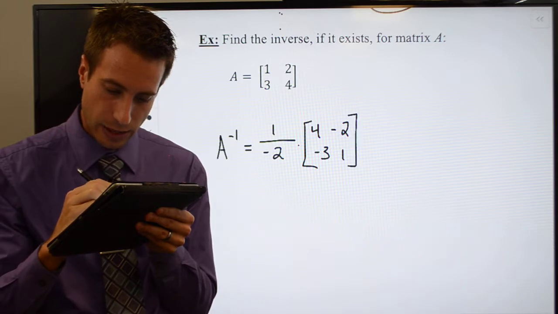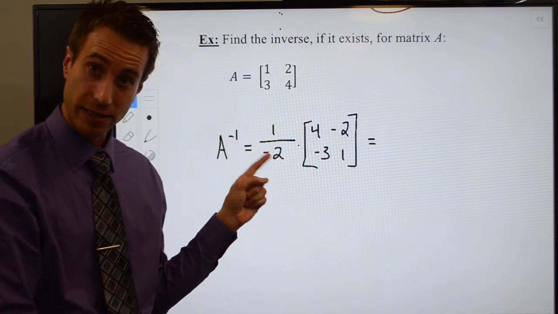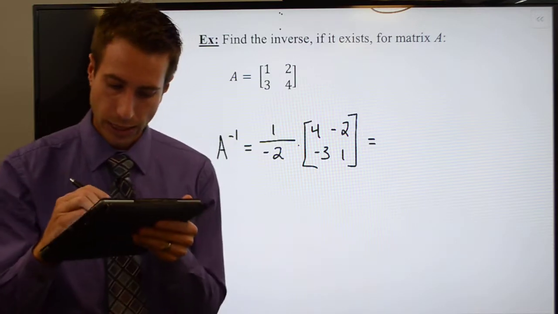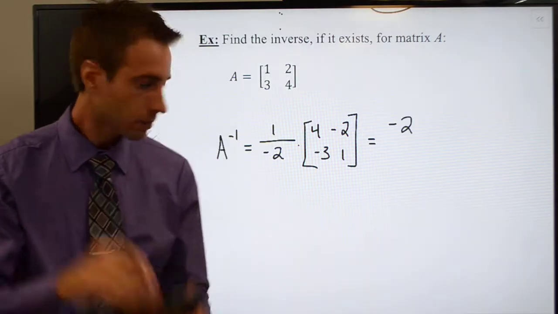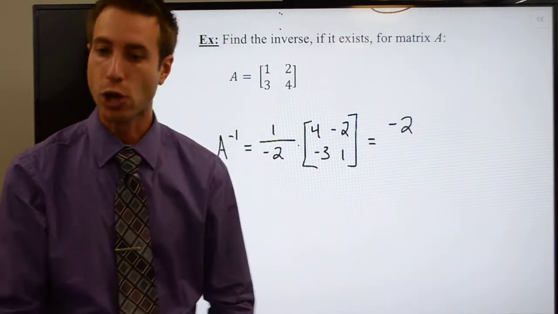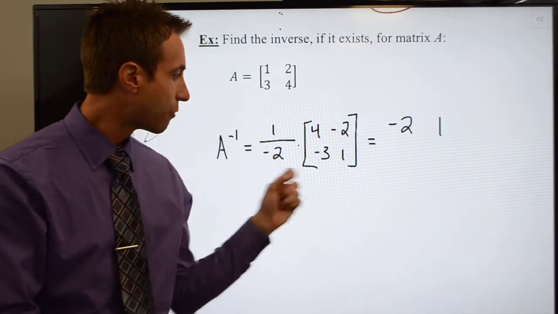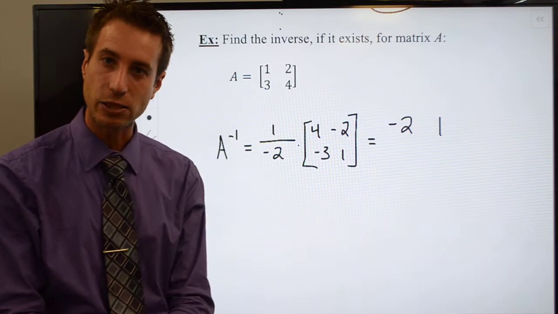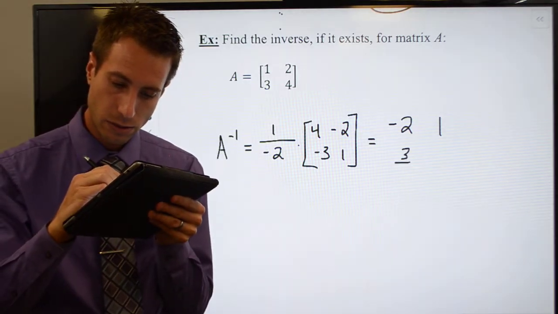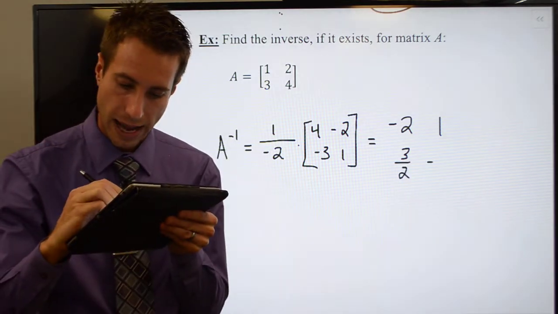And then we go ahead and do that scalar product. Negative 1/2 times 4. Well, it's going to be negative, and 4 divided by 2 is 2, so I get a negative 2. Okay, negative 1/2 times the negative 2. The negatives will cancel each other out. The 2's will cancel each other out, and I'm left with a 1. Keep going. Negative 1/2 times a negative 3. The negatives will cancel each other out. 3 divided by 2 would be 3/2. And the last one, negative 1/2 times 1 is just a negative 1/2.